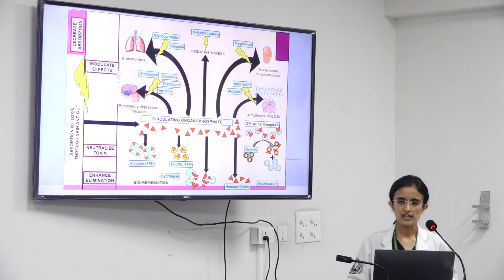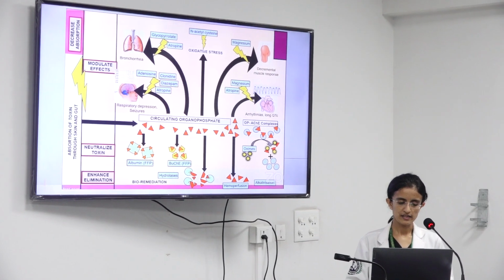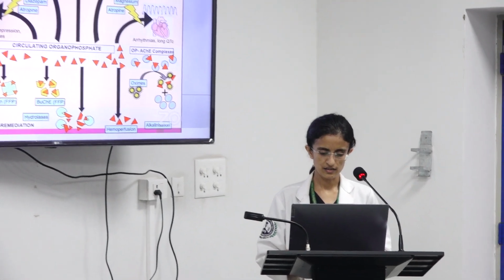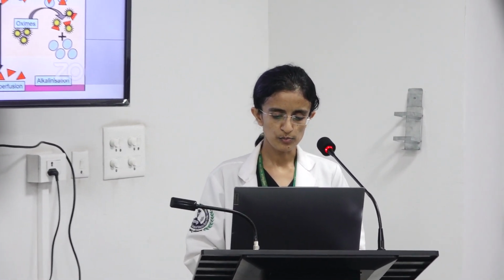Third part is that we can neutralize the toxin by oximes and the butyrylcholinesterase enzyme and albumin, which can be provided through fresh frozen plasma. Other than that, we can enhance the elimination of the toxin by alkalinization, by hemoperfusion, or bioremediation, which uses a hydrolysis enzyme which hydrolyzes the organophosphorus compound.